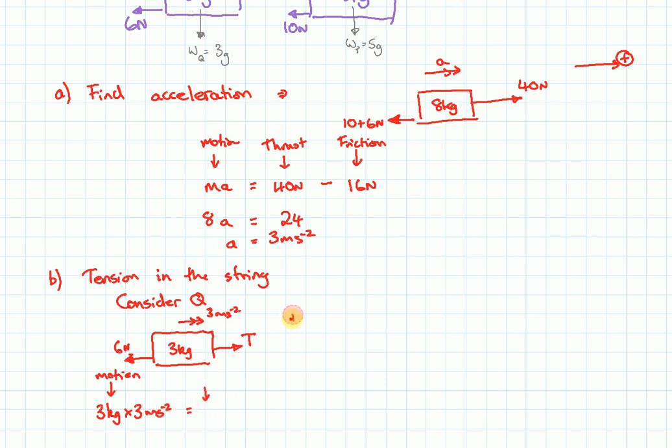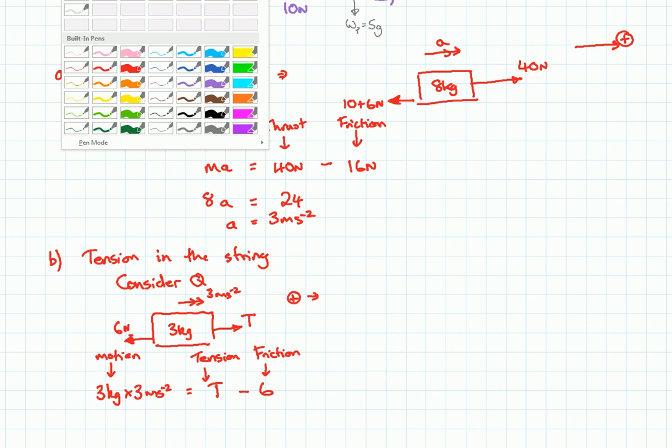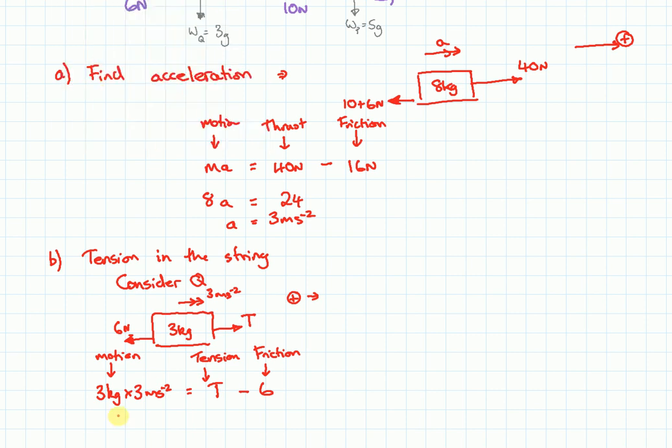We've got the thrust, and we're going to keep this in the positive direction going right. So we've got the tension pulling us forward. That's the thing we want to work out. And pulling us back is 6 newtons of friction. Negative because it's going the opposite direction to our positive motion. So we get 9 equals T minus 6, so 9 plus 6 equals T. So it's 15 newtons.